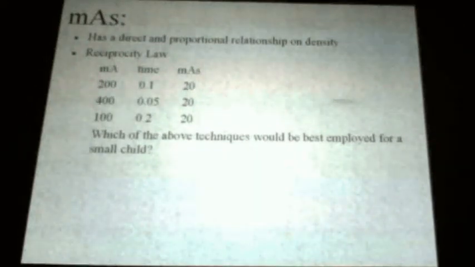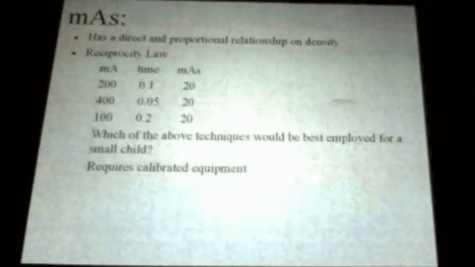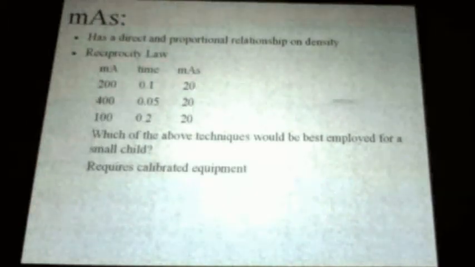Okay, now I have one caveat with this. What part of that up there is the least accurate? The MA is least accurate. This will only work if you've got calibrated equipment. If you don't have calibrated equipment, it's not going to work. The problem with the reciprocity law is you start changing MA stations. And you know that 400 MA station might work every time, but that 200 MA station might not. That's the only warning, is that you have to have equipment that's calibrated.